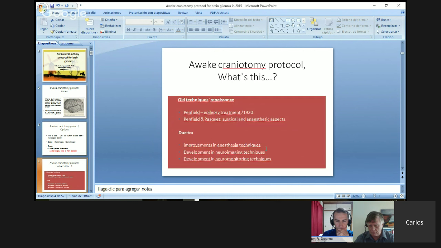So what is an awake craniotomy? It is an old technique from the Renaissance. In the 1920s, Penfield used it for epilepsy treatment. After that, Penfield and Pasquet described the surgical and anesthetic aspects of this kind of surgery. Due to improvements in anesthesia techniques, neuroimaging, and neuromonitoring, the awake craniotomy today has very high quality results for these kinds of surgery.